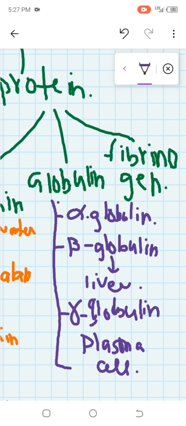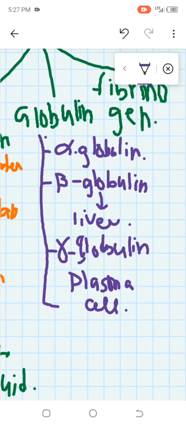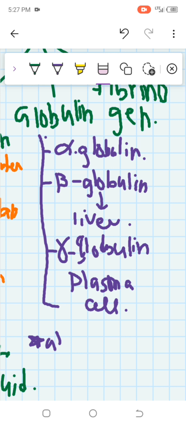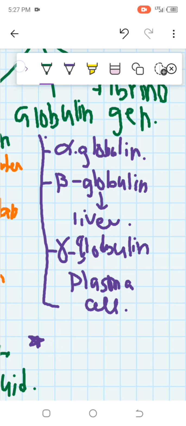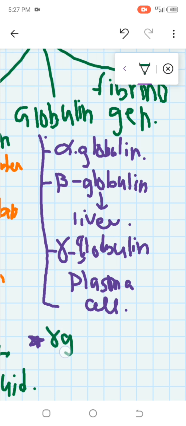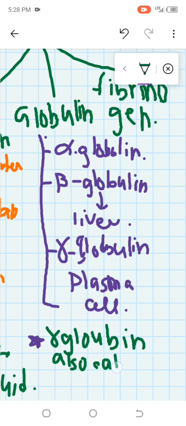They are formed inside the plasma cells. Gamma globulin is also known as antibodies. Remember this point. Sorry, not alpha, it is gamma. Gamma globulin is also called antibodies.